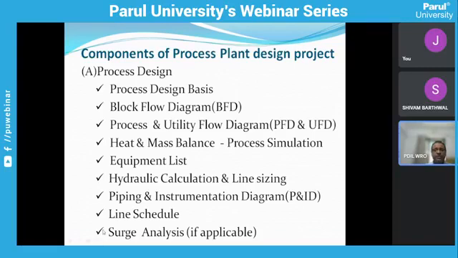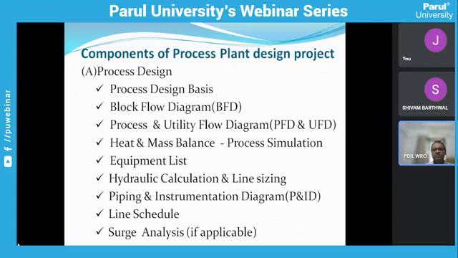And the line schedule comes after development of the P&ID. It contains the line numbers, and corresponding to a particular line number we have to place the operating conditions and the design conditions, all mentioned in tabular form. This is the line schedule. Then surge analysis, if it is required, is performed.